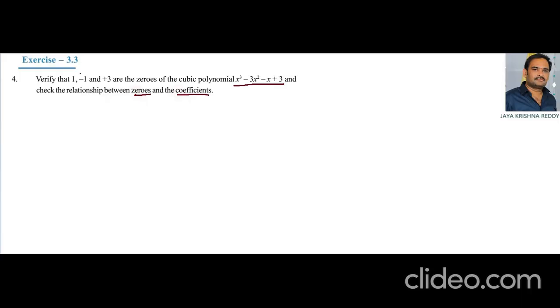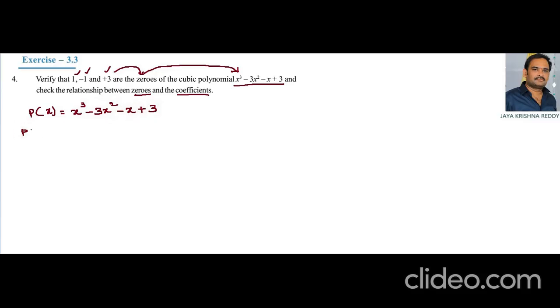But before that, we have to prove that these three numbers, 1, minus 1 and 3, are zeros of the given cubic polynomial. So this is a cubic polynomial, its degree is 3. So it has at most 3 zeros, and here three numbers are given. We have to prove first that these numbers are zeros of the polynomial. So let us write the polynomial first as p of x equals x to the power of 3 minus 3x square minus x plus 3.